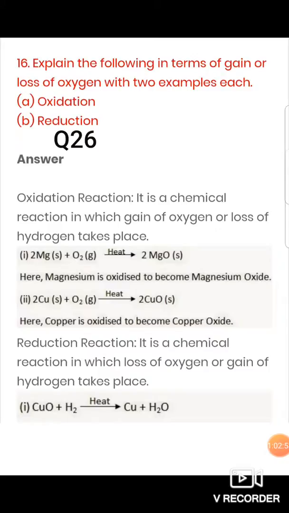Copper oxide plus hydrogen gives copper plus H2O, water. So here after heating, copper oxide and hydrogen, hydrogen gains oxygen and copper oxide loses oxygen. Loss of oxygen takes place. So it is called a reduction reaction.